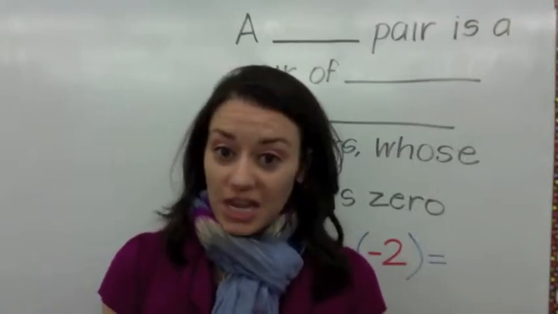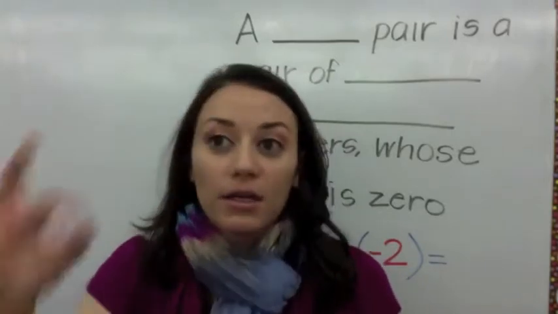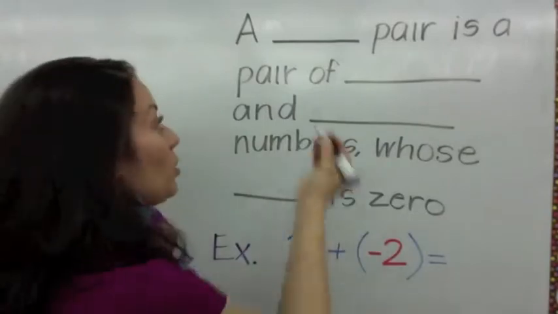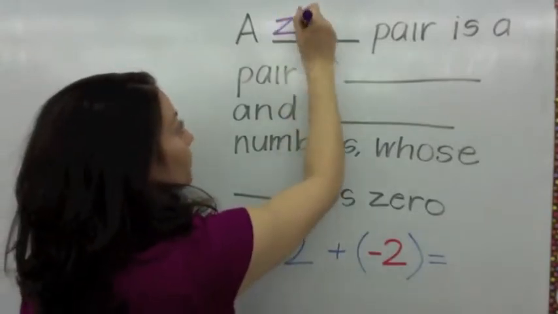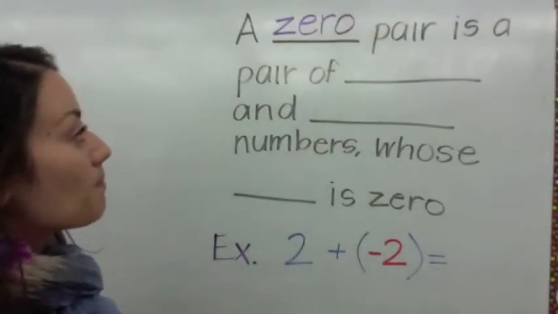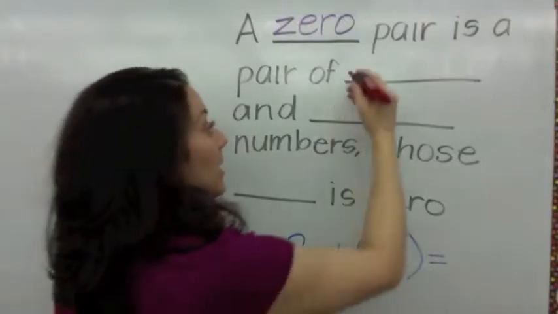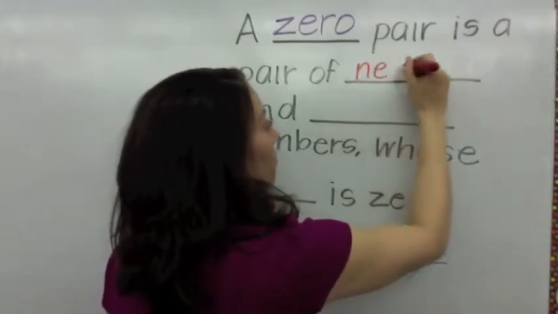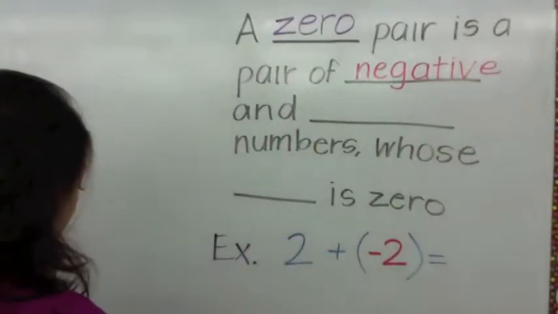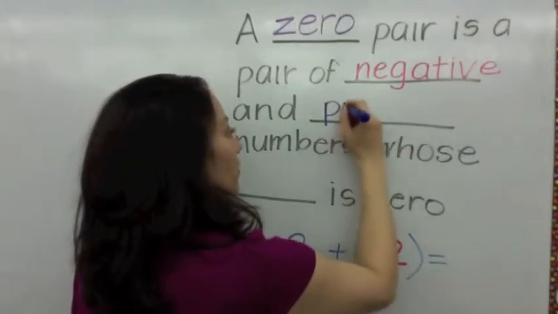So in order to understand Algeblocks, you must know what a zero pair is. So a zero pair, let's write the word zero, is going to be a pair of negative and a positive number. Negative is usually red, positive I'll write in blue.